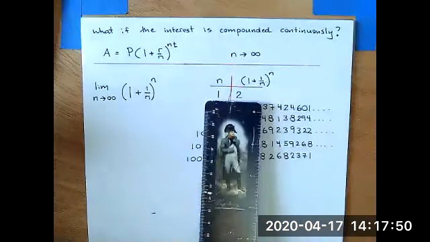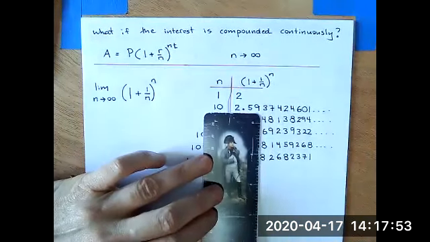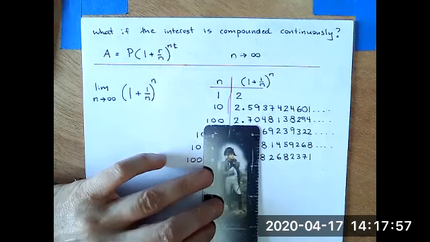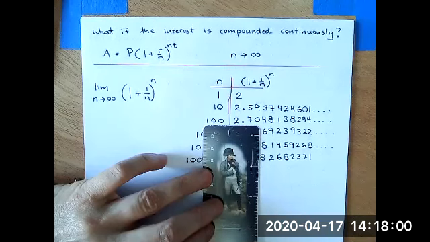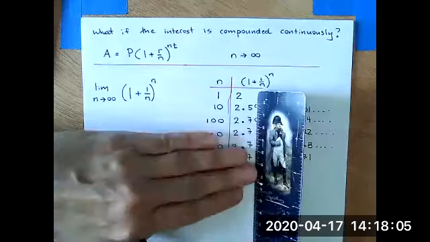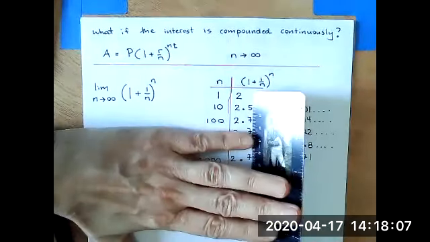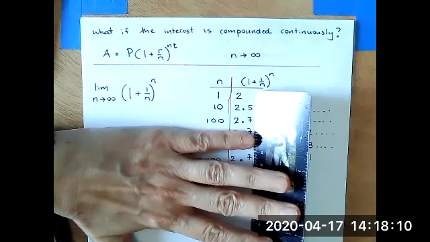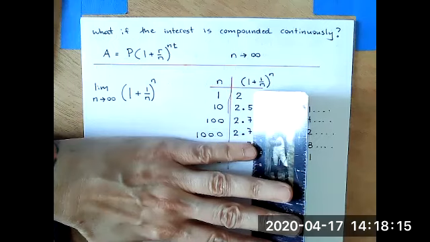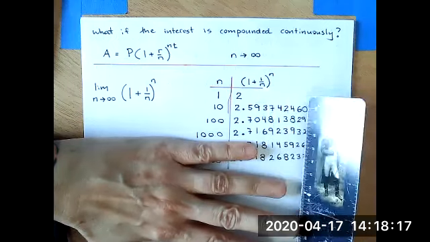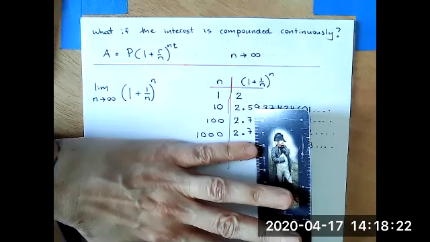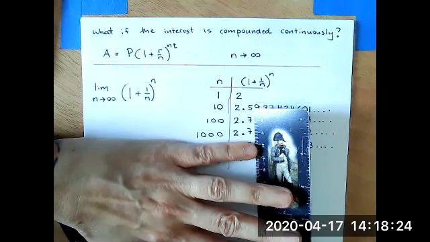Well, if you plug in 1, you get 2. If you plug in 10, you get 2.5. If you plug in 100, you get 2.7. At this point, you can see that if you round up, they'll both be equal to 3. So these two numbers agree to the ones place. If you plug in 1,000, where do they round off to? These two agree to the tenths place.